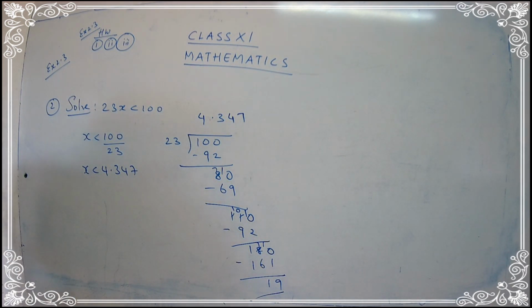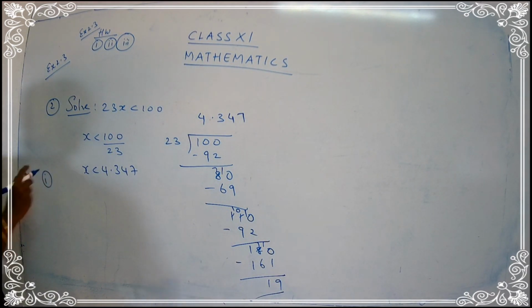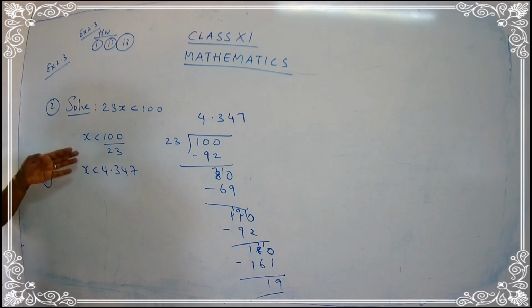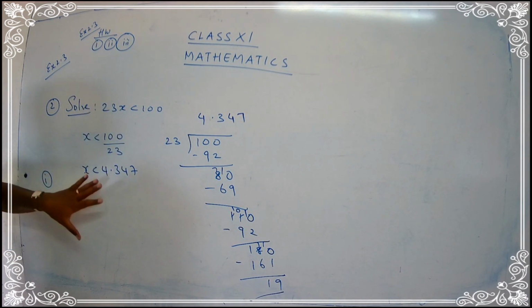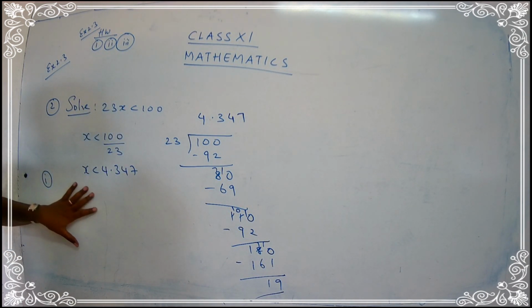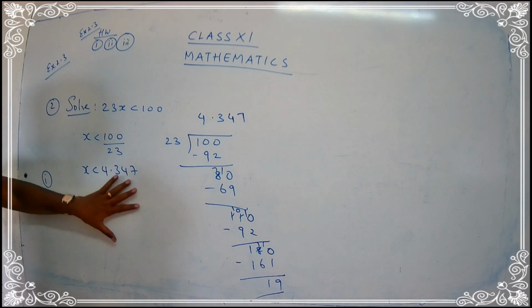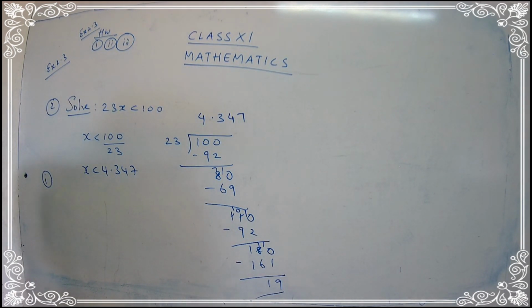Now let's go for the first part. The question was, solve 23x less than 100 when x is a natural number and when x is an integer. Before we go for a natural number or an integer, your work is to get the value for x. We have got x is less than 4.347. Now let's go for the first condition, when x is a natural number.